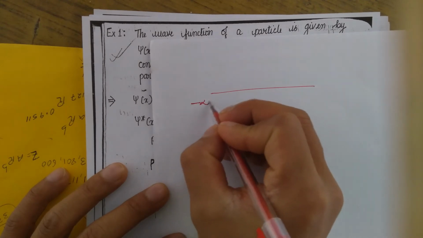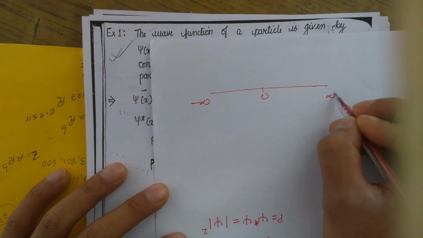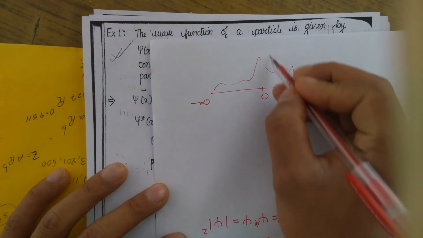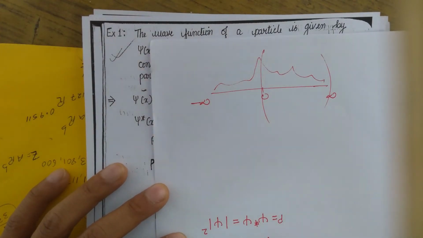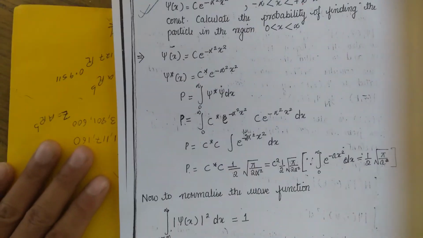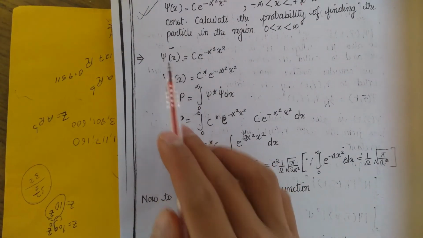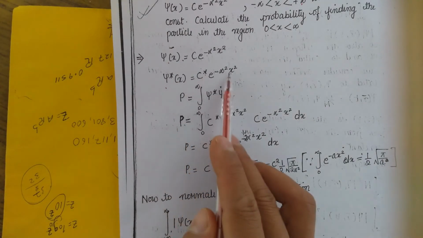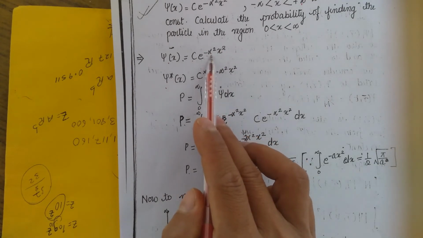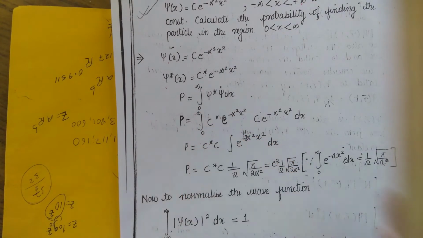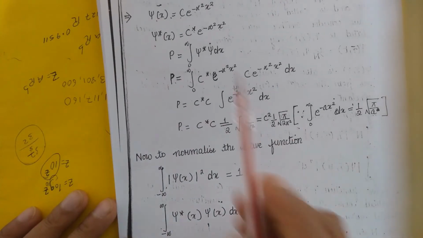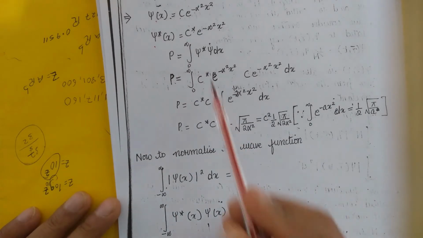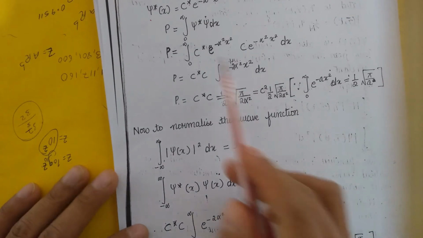The function is defined from minus infinity to infinity, but we have to find the probability from 0 to infinity. We already have the function, so we will take the complex conjugate of that function. So C will become C star, and in the exponential term there is no complex number, so it will stay as it is. We already know the probability is given by psi star psi, and the limit is from 0 to infinity.